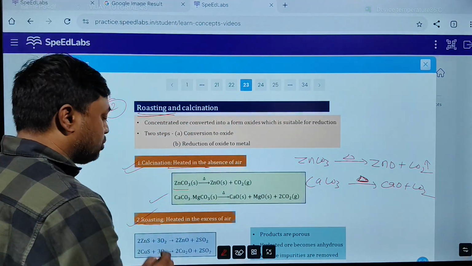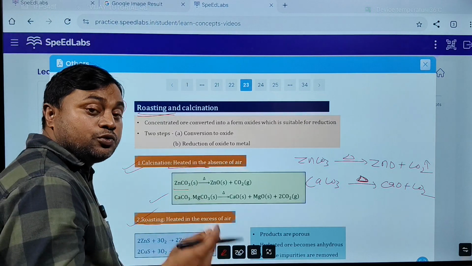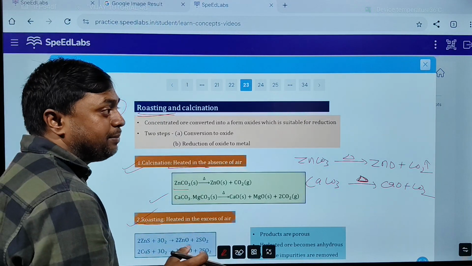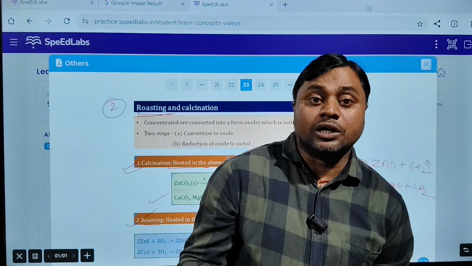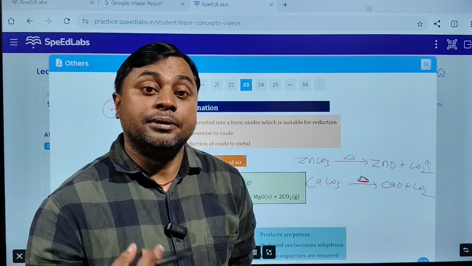Now roasting. Roasting is used for sulfide ores. In this method, the sulfide ores are heated strongly in the presence of air.